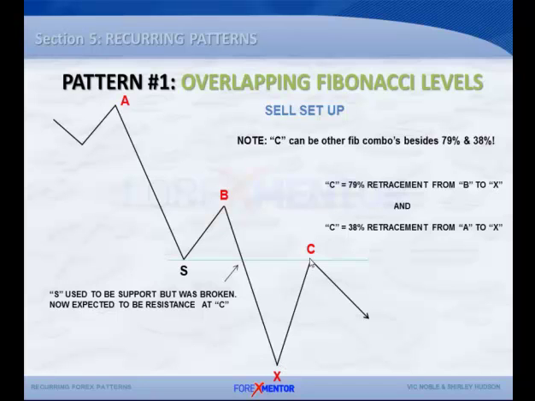And again, I've just drawn this to have a 38 and a 79% overlap, but as I say up here, point C can be other Fibonacci combos besides 79 and 38.